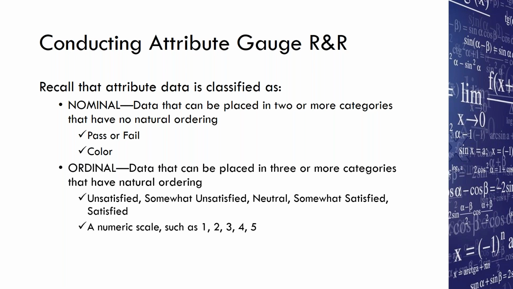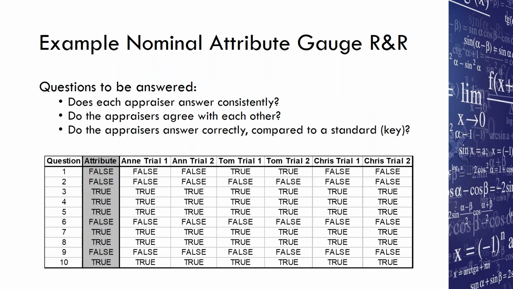So we're going to go through that one first, and then we're going to do an ordinal gauge R&R. And I'll be straight up honest with you guys, it's much easier to run a nominal gauge R&R than it is to run an ordinal gauge R&R. So I have some extra helpful hints when it comes to running an ordinal gauge R&R.